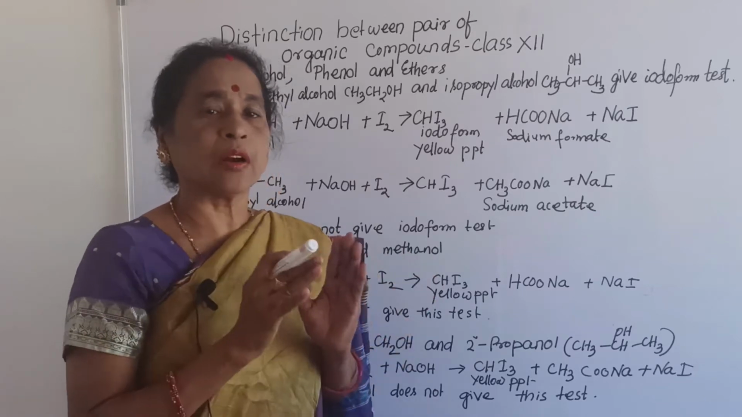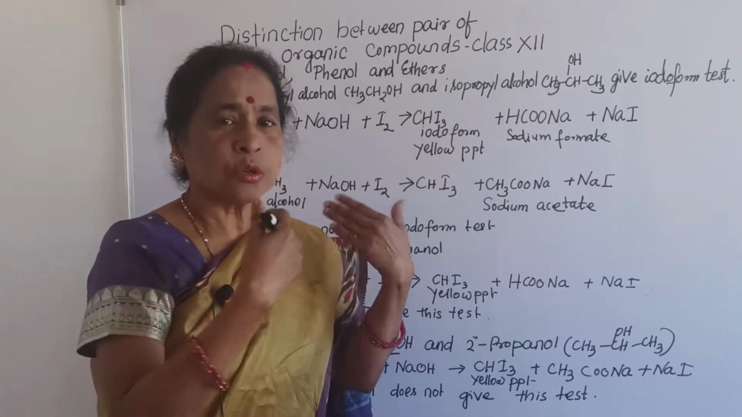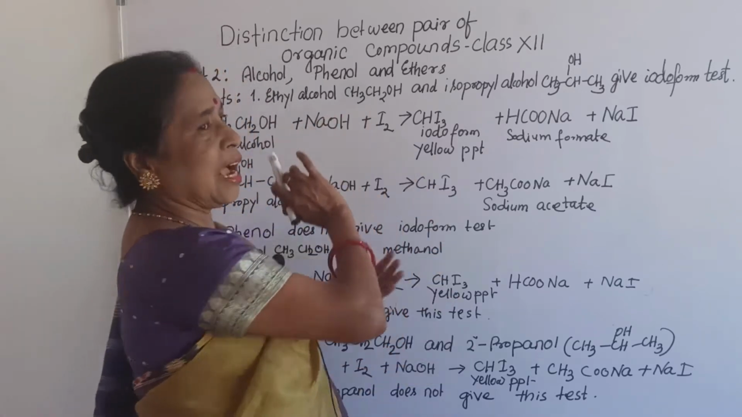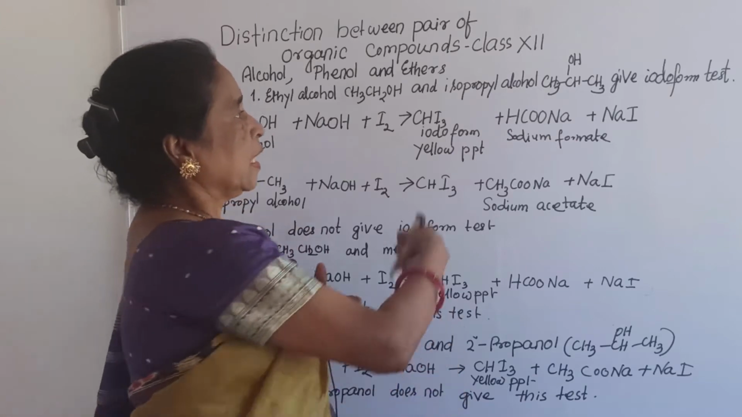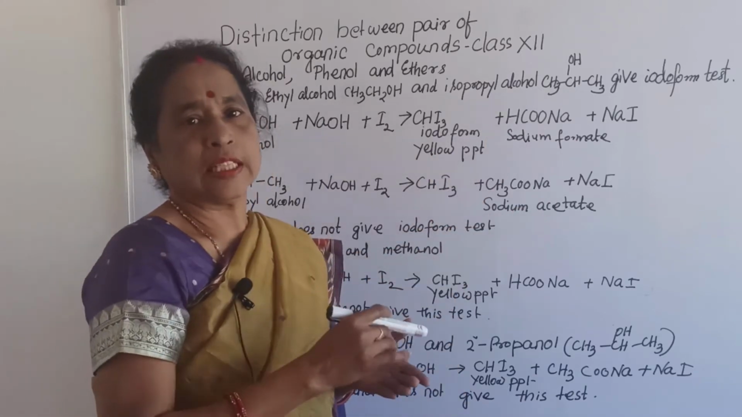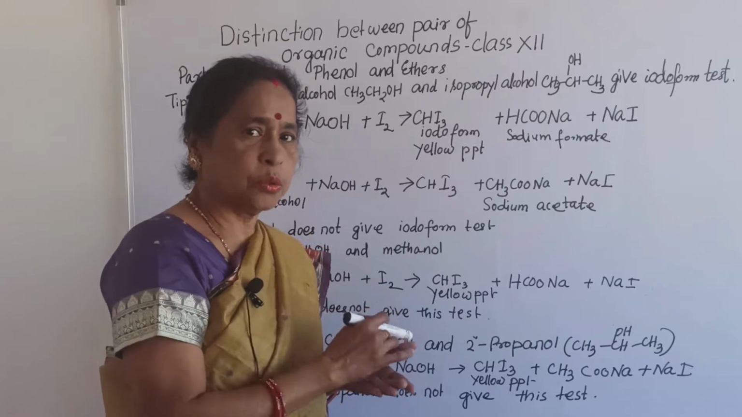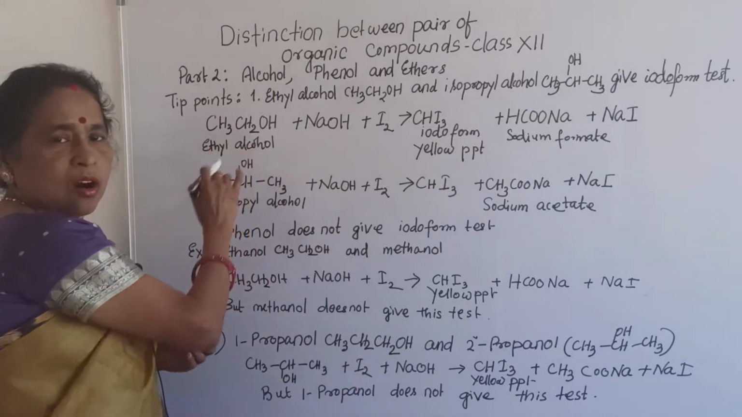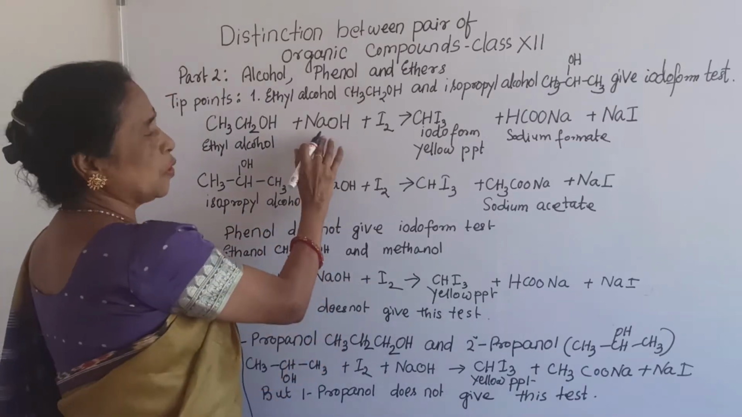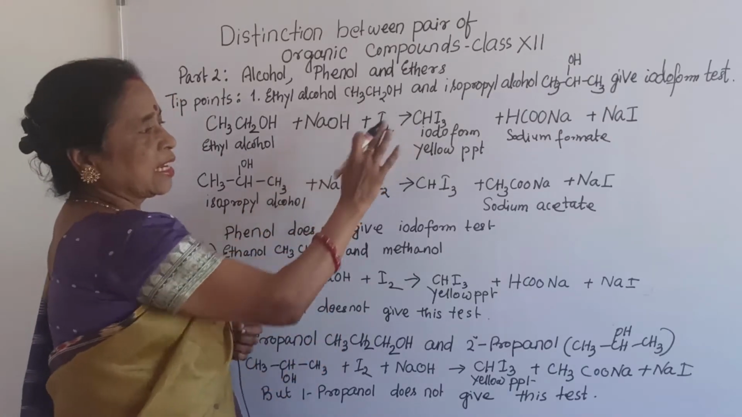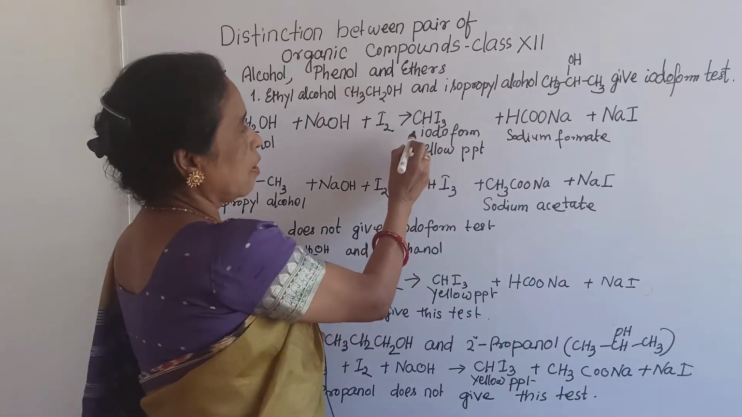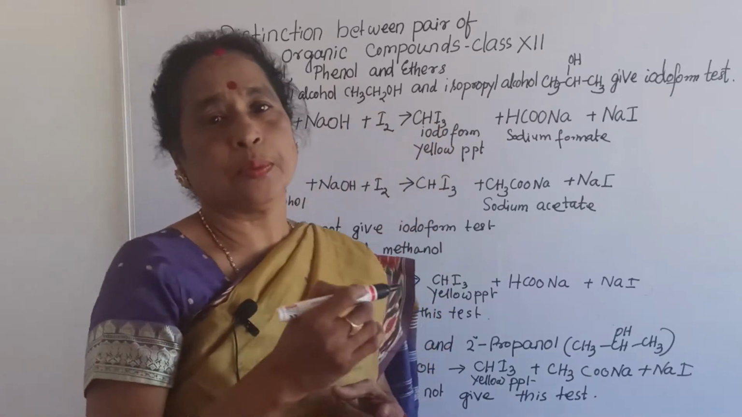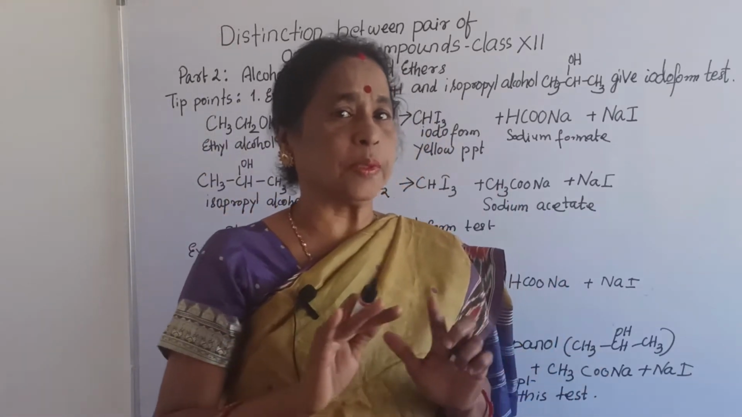That iodoform, the color is yellow precipitate. So easily we can identify the compound: yes, it is ethyl alcohol, that is ethanol, or it is isopropyl alcohol, that is 2-propanol or propan-2-ol. Now the reaction, here see this is ethyl alcohol or ethanol, and you will take sodium hydroxide and iodine and it gives iodoform. That iodoform formula, what is that, I told before also? CHI3, iodoform. Iodoform means yellow precipitate.